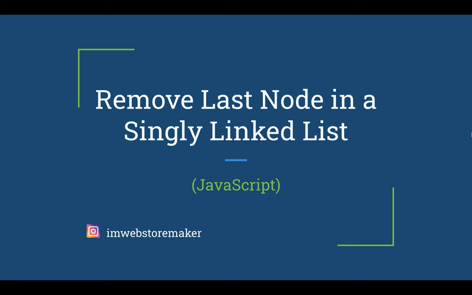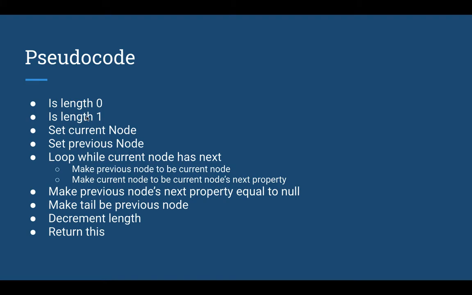In this video, I'm going to show you how to remove the last node in a singly linked list. Here I have my pseudocode. What you see here on the first two lines is dealing with our edge cases. We are going to have a couple of them that I do want to handle. And the first one is seeing if the length is 0.